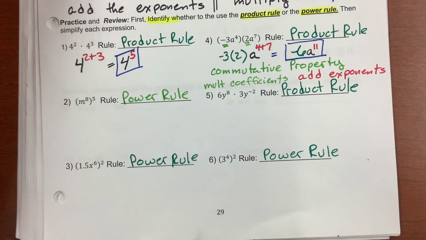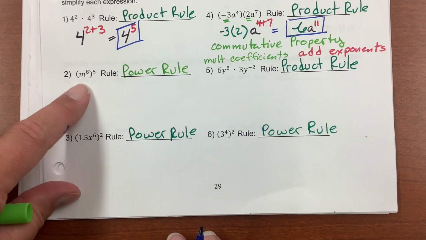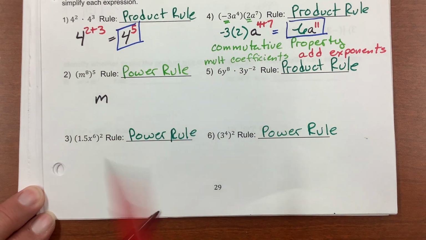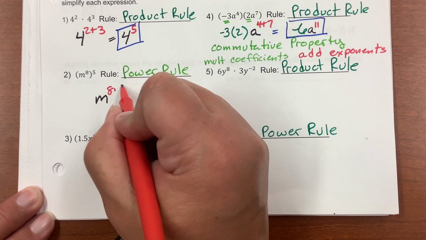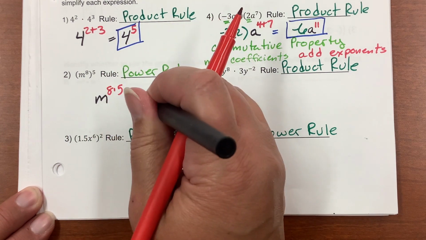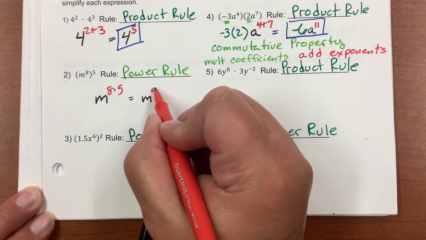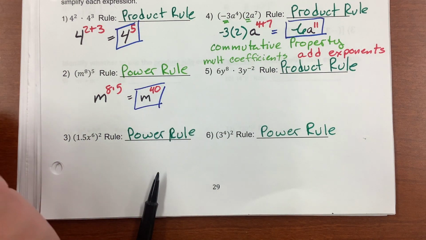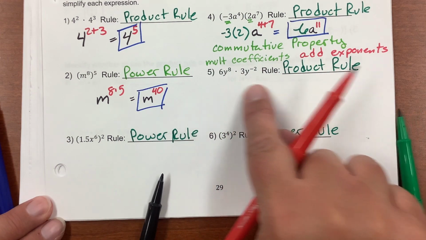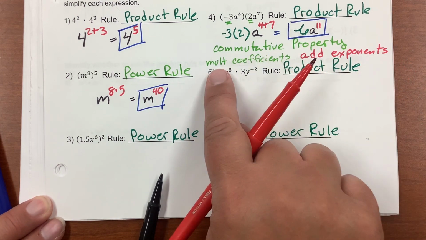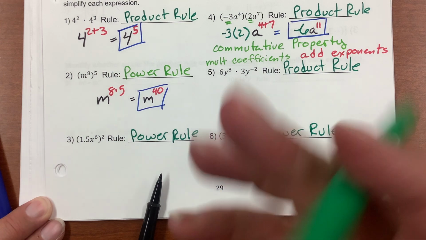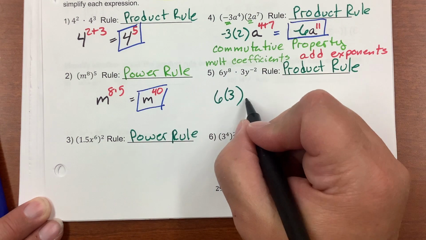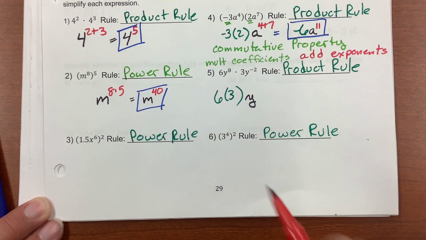Okay, the power rule. I'm going to keep the base and multiply the exponents. Keep the base, multiply the exponents, 8 times 5, and I get m to the 40th power. Not too bad. I'll put a little box around that too. I like blue boxes. All right, over here, back to the product rule. Commutative property, multiply coefficients. That's going to be first. 6 times 3. Keep the base, y, and I'm going to add the exponents, 8 plus -2.